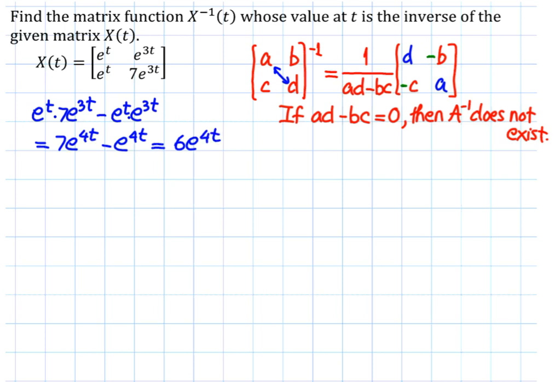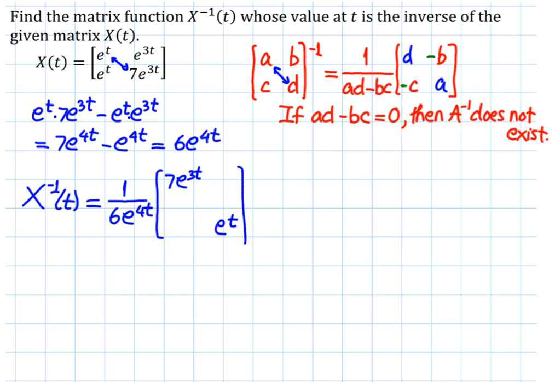Alright, so now the inverse of the matrix will be 1 over 6 e to the 4t. We swap places of these two. So 7 e to the 3t and e to the t. And the other two will negate. So e to the 3t, e to the t. They stay in the same position, but with the negative sign.